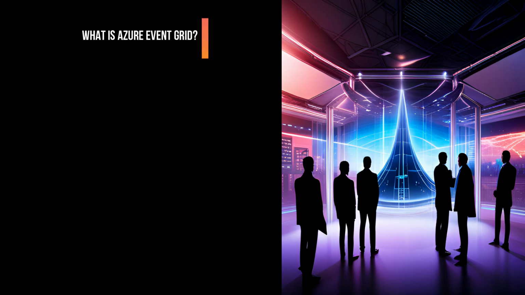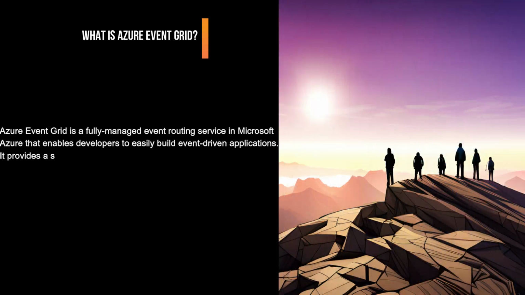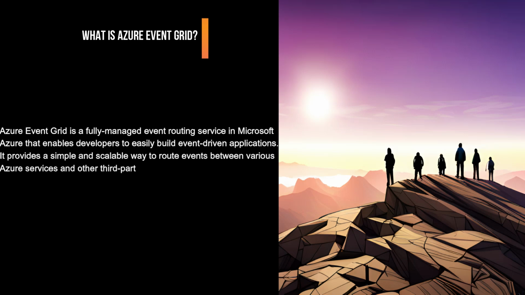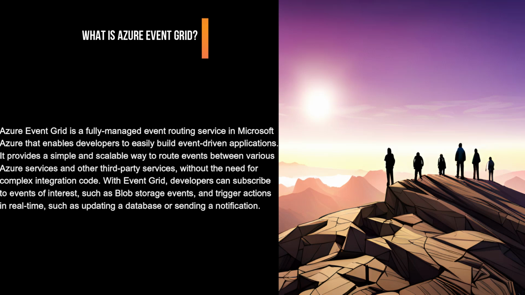What is Azure Event Grid? Azure Event Grid is a fully managed event routing service in Microsoft Azure that enables developers to easily build event-driven applications. It provides a simple and scalable way to route events between various Azure services and other third-party services without the need for complex integration code. With Event Grid, developers can subscribe to events of interest, such as blob storage events, and trigger actions in real time, such as updating a database or sending a notification.